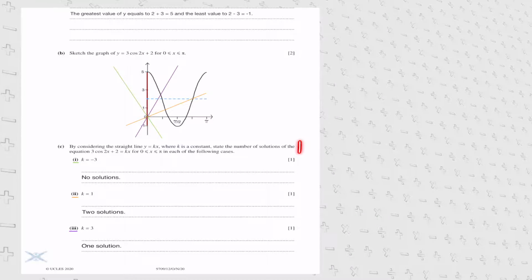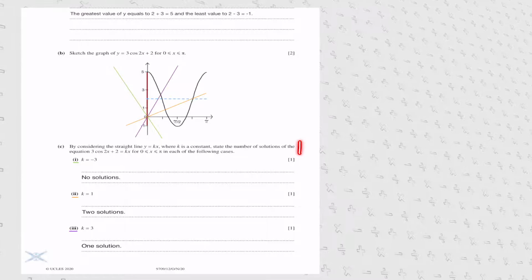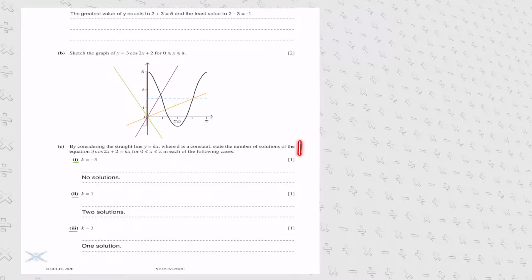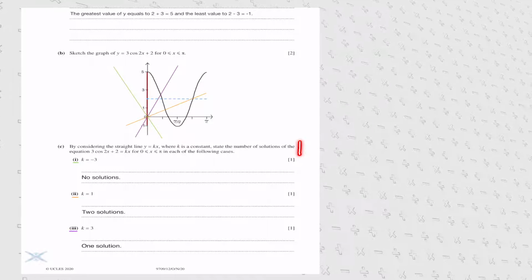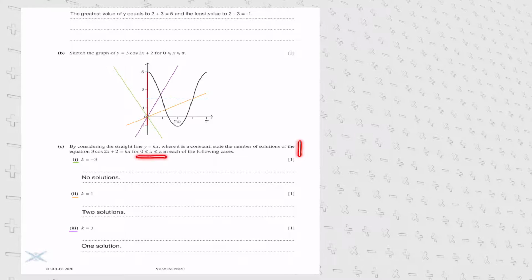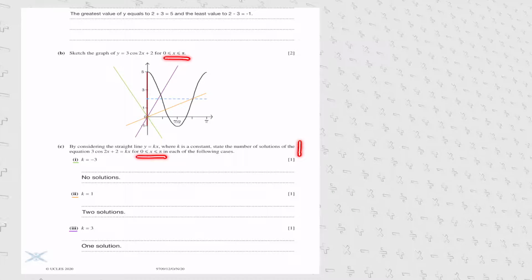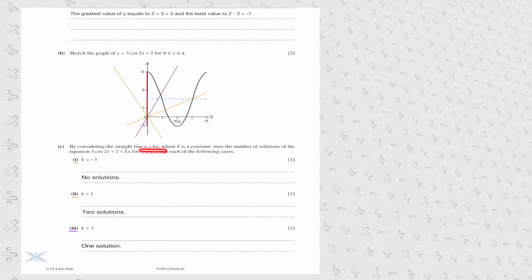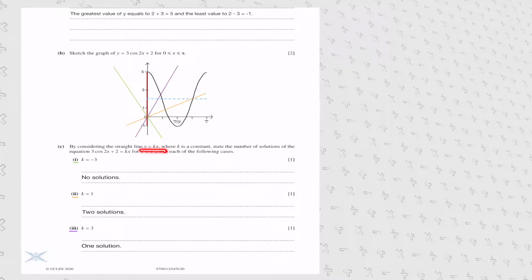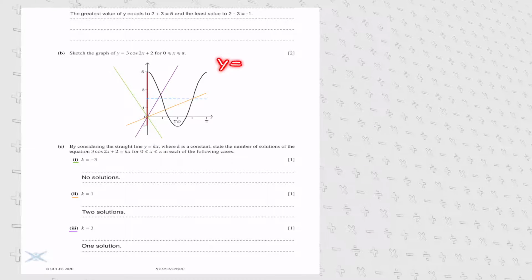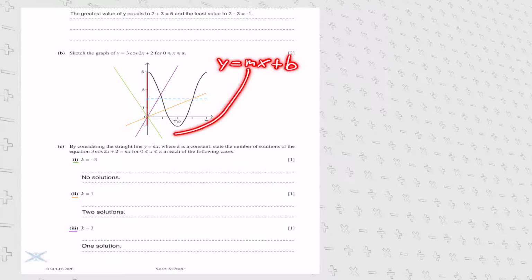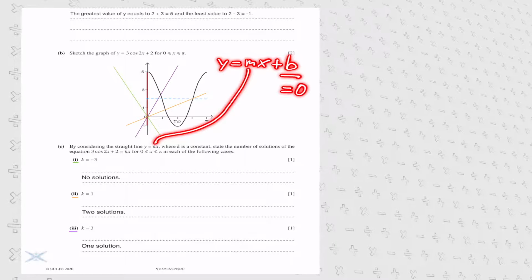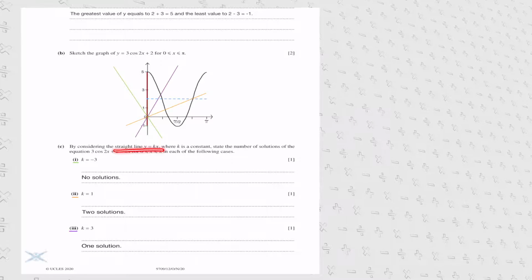In part C of exercise 11, we should consider the straight line y equals kx, where k is a constant, and we are supposed to state the number of solutions of the equation 3 cosine 2x plus 2 equals kx within the aforementioned interval in each of the following cases. So firstly, the line y equals kx must have its y-intercept in the origin, since the standard form for straight lines is represented by the equation y equals mx plus b, m being replaced by k and no value for b provided, which means that it must be 0. Thus we can conclude that the straight line intersects the origin.